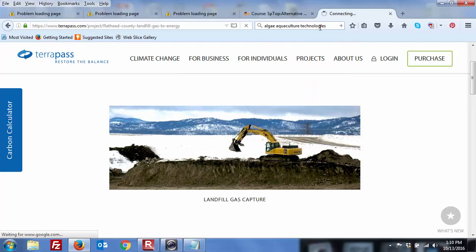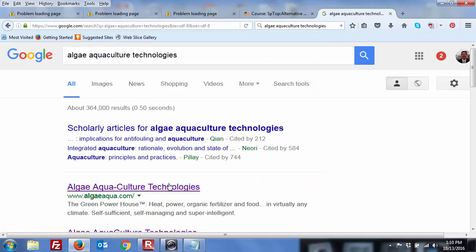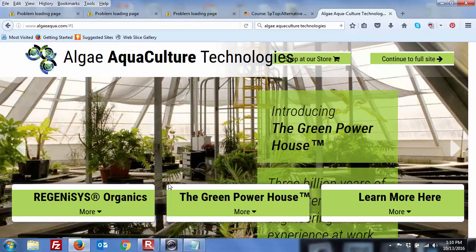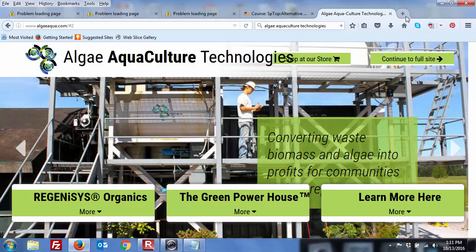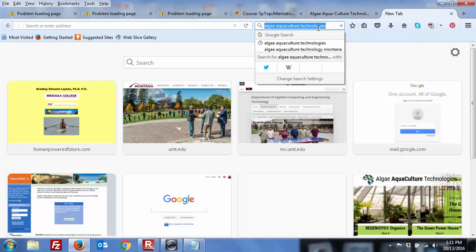Algae Aquaculture Technologies is another one. They're right up in Whitefish. So those are three that come to mind. A fourth one would be, I'll just zoom in. I might even be able to find it on Google Maps.